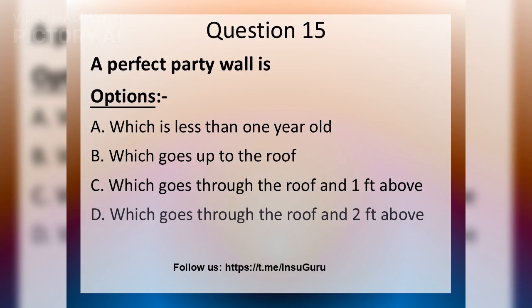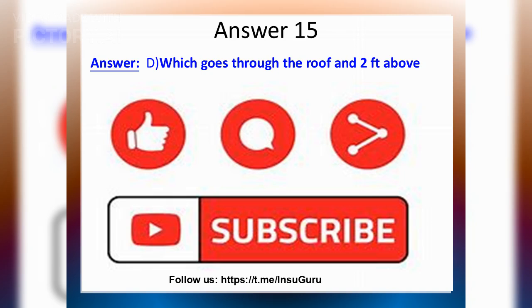Select the correct option for the statement. A perfect party wall is. A perfect party wall goes through the roof and 2 feet above.